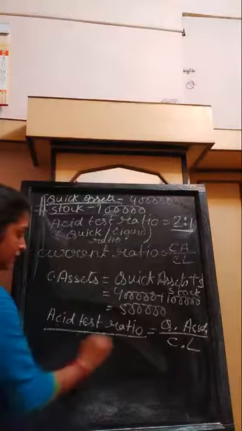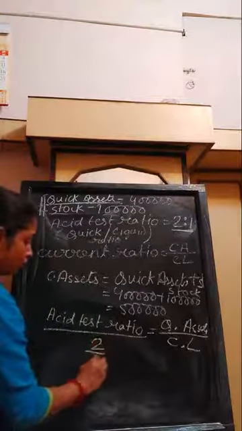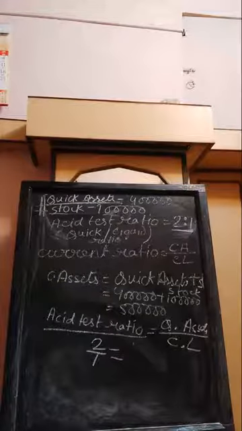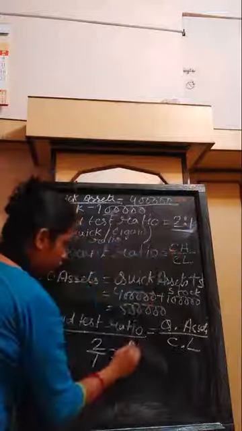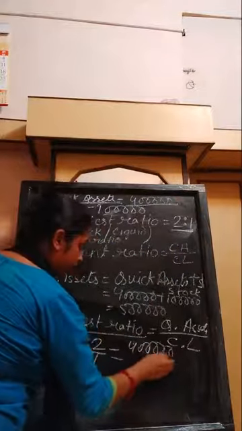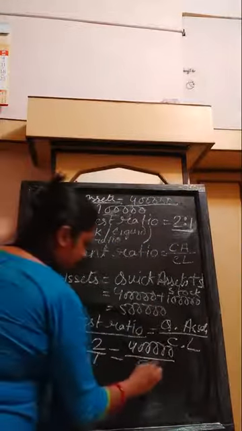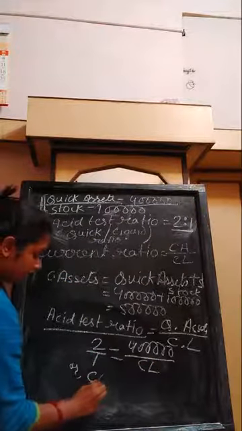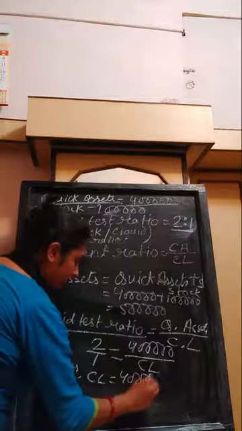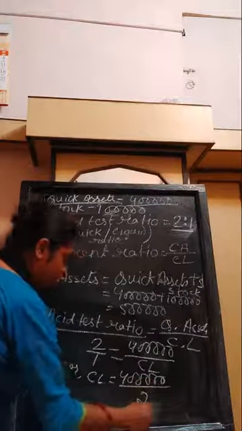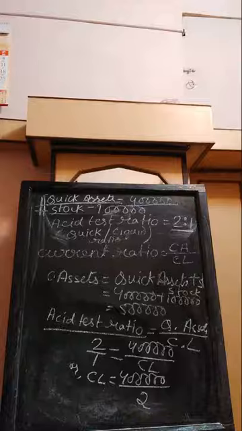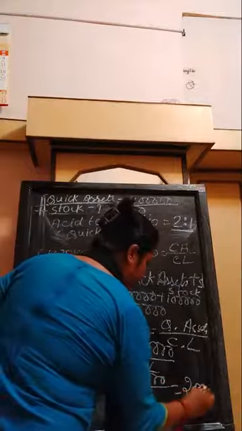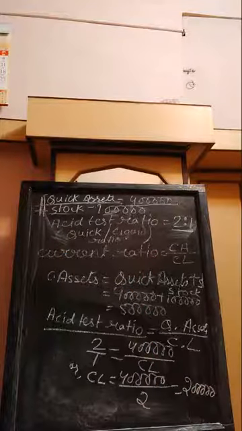So, in the next line, in place of acid test ratio, we will write 2/1 is equal to quick asset. Quick asset is given in the sum as 4 lakh. So, 4 lakh by CL. CL is not given to you. Through cross multiplication, we will find that CL is equal to 4 lakh by 2. Through cross multiplication, we have found out that 4 lakh divided by 2 is CL, that is 2 lakh. 2 lakh is coming current liability.